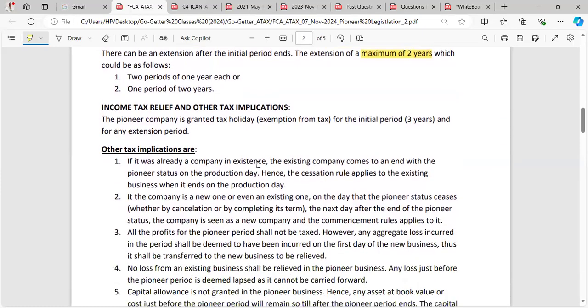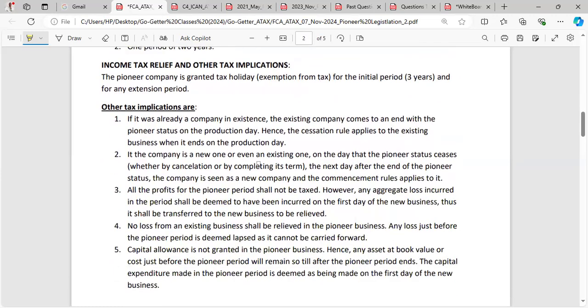So we go to income tax relief and other tax implications. What are the tax implications? Because this is where we are after. Now, the pioneer status is granted for an initial 3-year period. What are the implications? One, if the company is already in existence, that means the existing company comes to an end with the pioneer status on the production day.